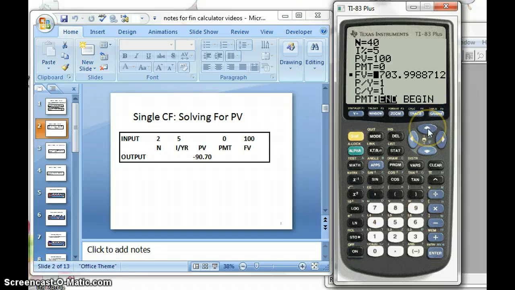If we want to calculate the present value, in this case, 2 years, 5% interest rate, and the future value we input $100. Now we go back to the present value and solve for it. $90.70 present value for $100 in 2 years if the interest rate, or say the discount rate, is 5%.